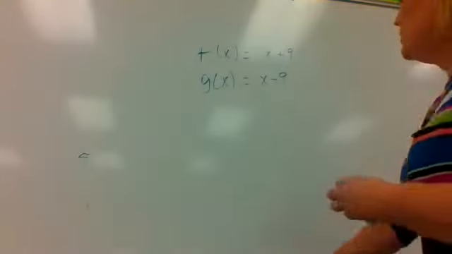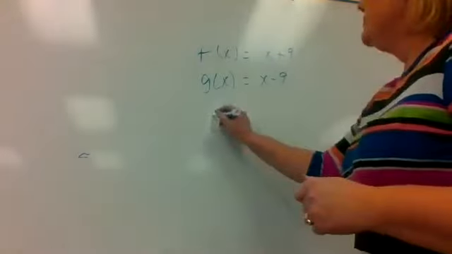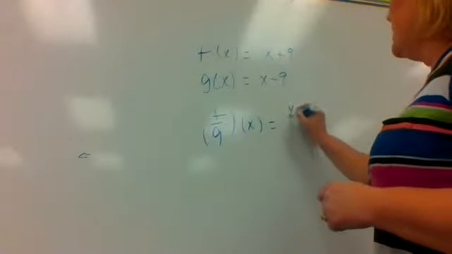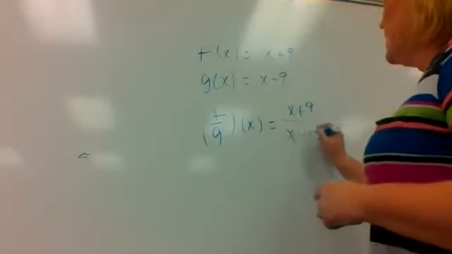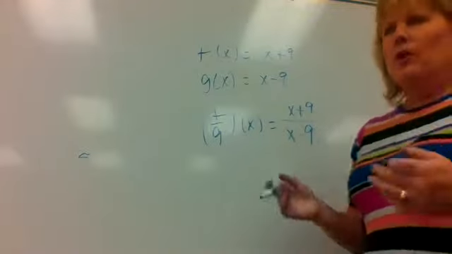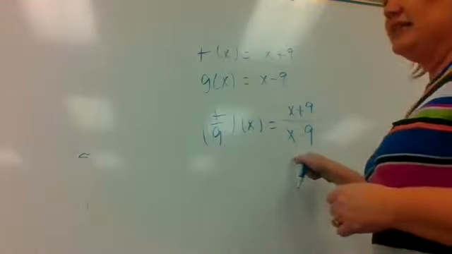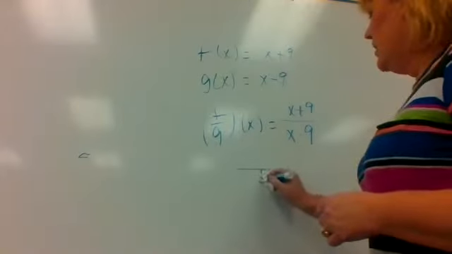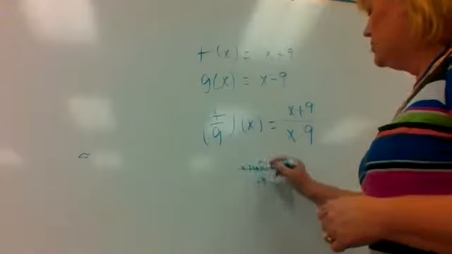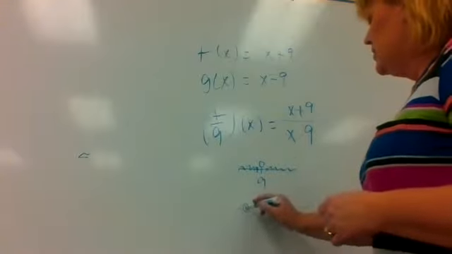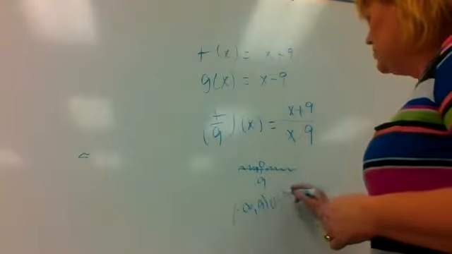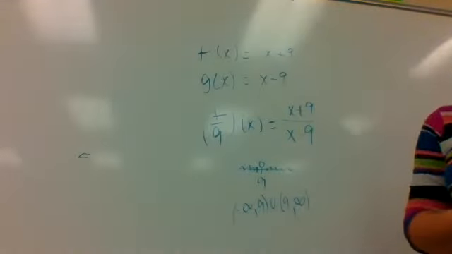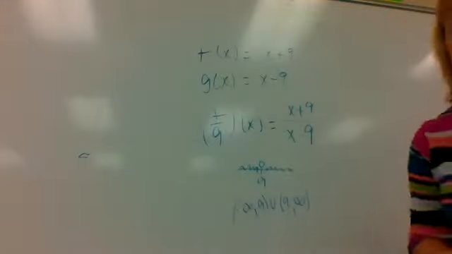The last one they're going to ask you to do is divide, f over g of x, and that is x plus 9 over x minus 9. You have restrictions here. X can't be 9 or it would make the denominator 0. So on the number line, you wouldn't be able to use that. You could use everything else. So from negative infinity to 9 in union with 9 to infinity. That would be your domain. All the other domains for that would be all real numbers.